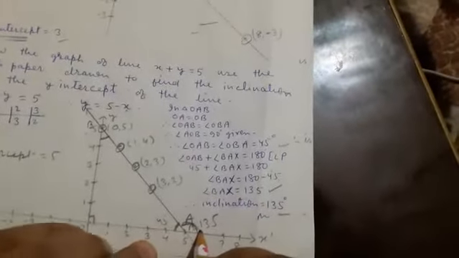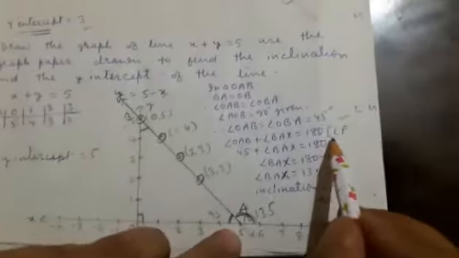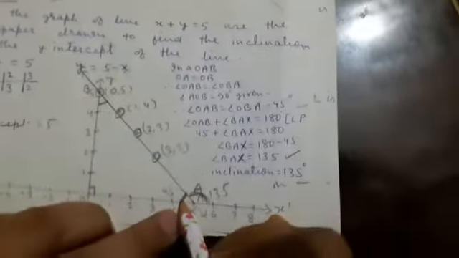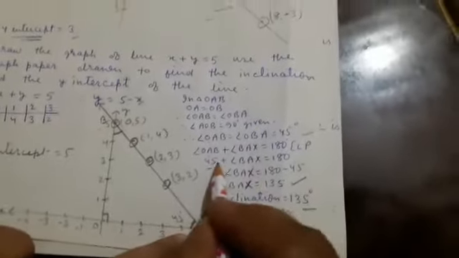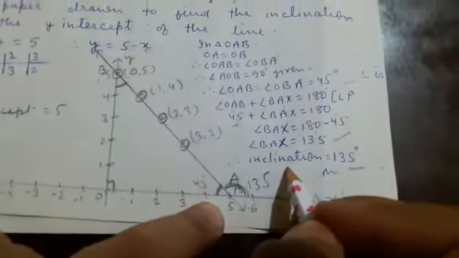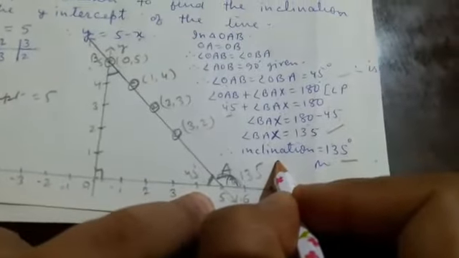So now we have to find the inclination, this angle. How will we find it? This angle plus this angle is equal to 180 degrees by linear pair. We'll write it like this: angle OAB plus angle BAX1 is equal to 180 degrees by linear pair. The value of this angle is 45 degrees, which we already know. So 45 plus BAX is equal to 180 degrees. So BAX is equal to 180 - 45, which is 135 degrees. Therefore, children, the inclination will be 135 degrees. This will be our answer.